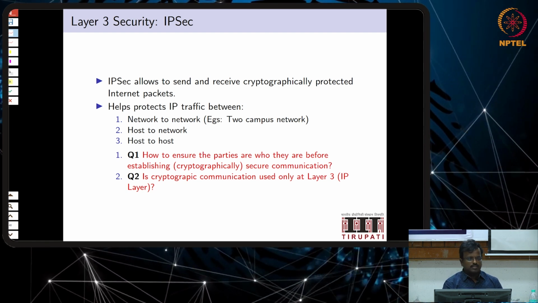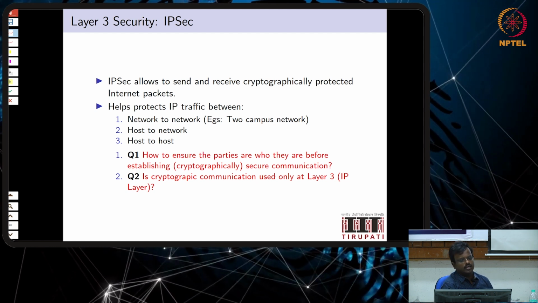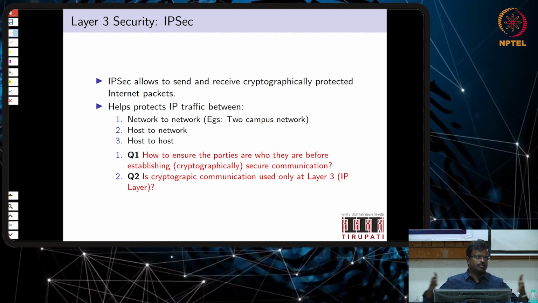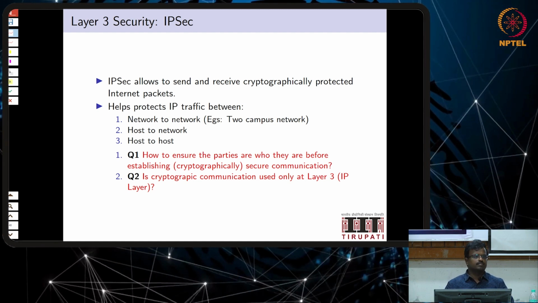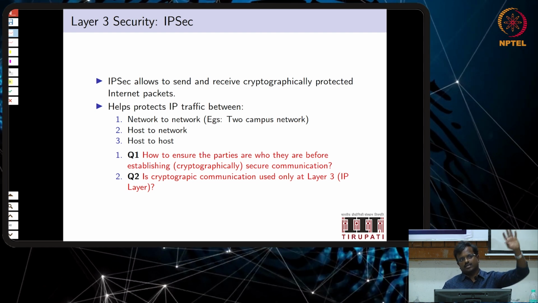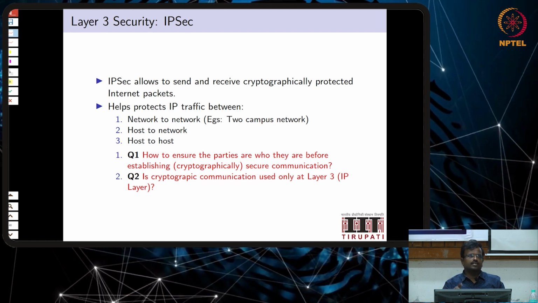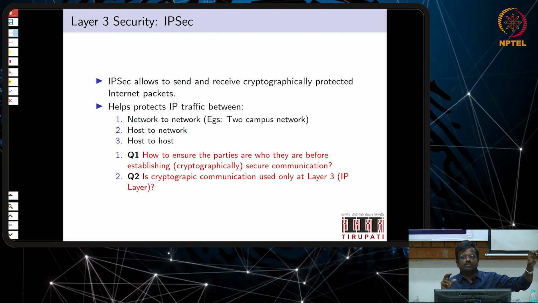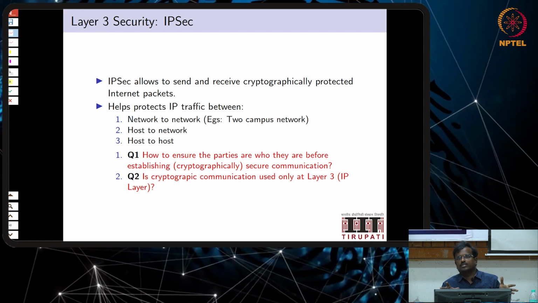Okay, and these are some preliminary questions. How do you ensure that the parties are who they are before establishing a secure communication? For a secure communication to happen, you should trust the sender and receiver. How do you trust them? In the driving license example, there is a trust. In security, there should always be someone you trust. In the driving license concept, the government is the one that you trust. Whatever the government issues, you assume that it is trustworthy.